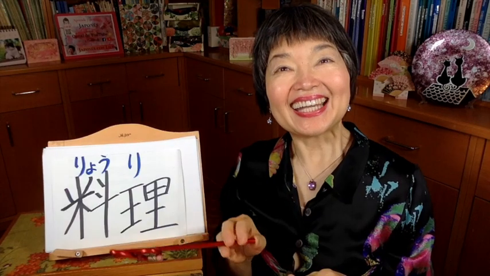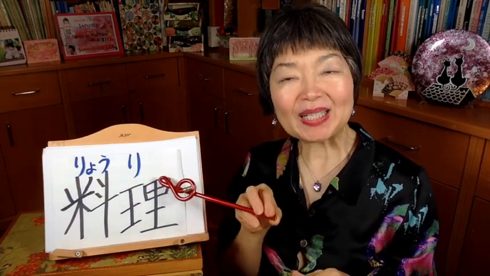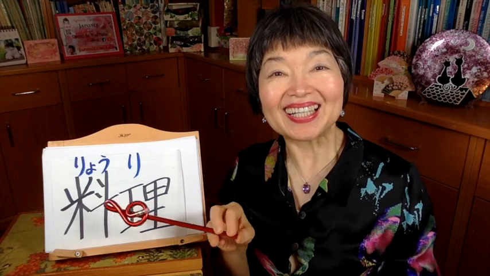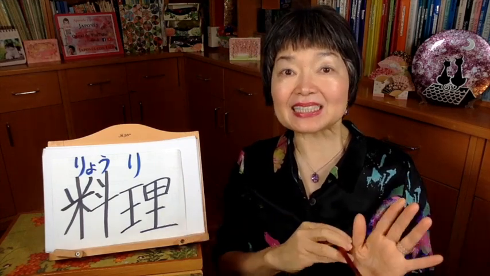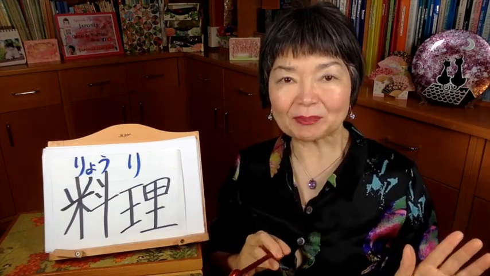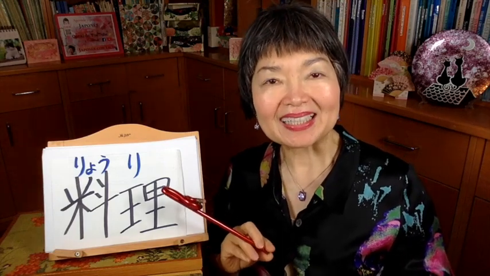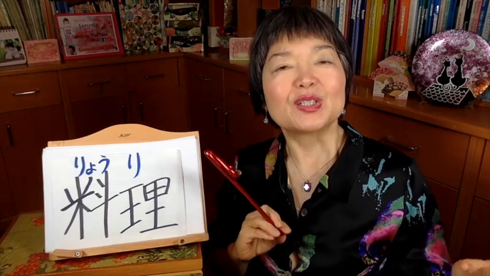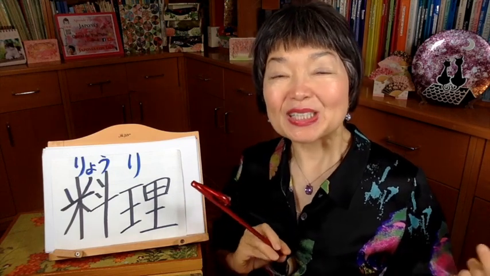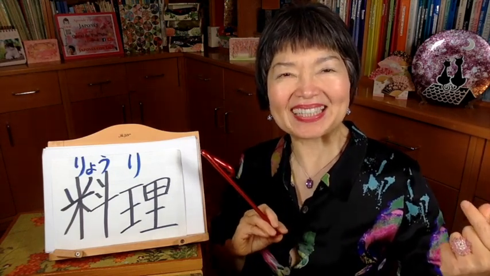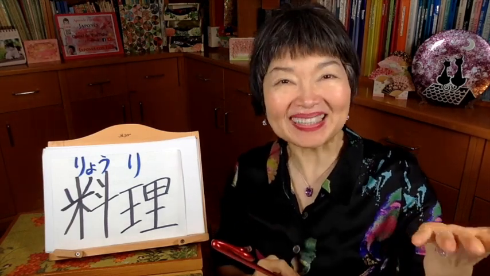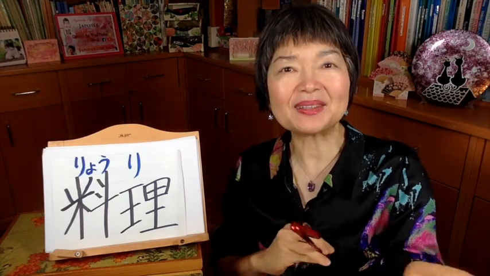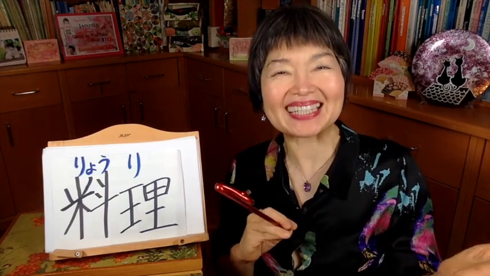料理. We use this word quite a lot. 料理 means food, but more like cuisine. These are the prepared dishes. For example, フランス料理, French cooking. スペイン料理, Spanish cooking. Very delicious. イタリア料理, Italian cooking. どんな料理が好きですか? What kind of cooking? What kind of dishes do you like?